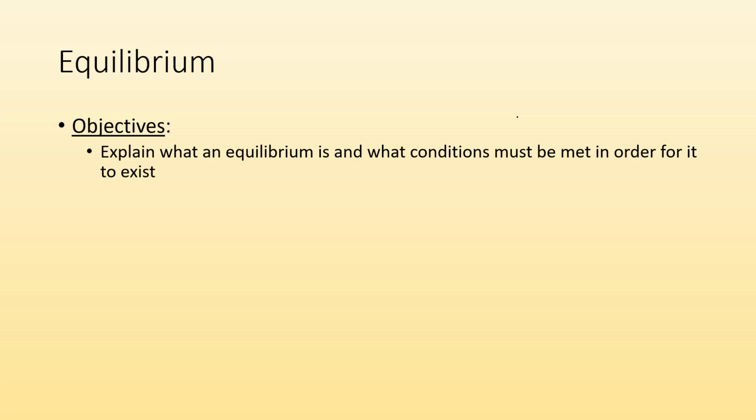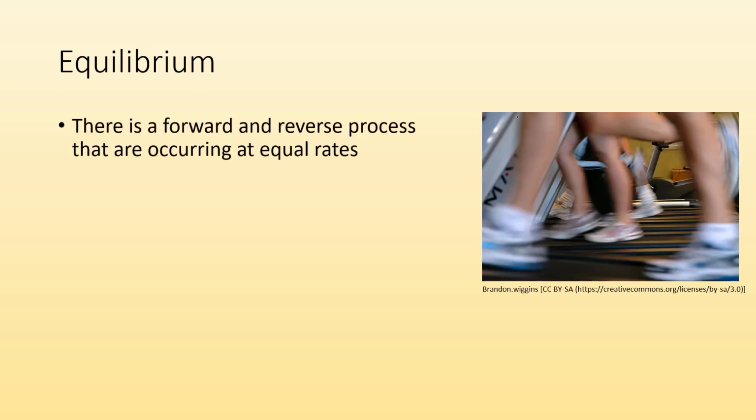This time we're going to take a look at equilibrium, and our objectives are going to be to explain what an equilibrium is and what conditions must be met in order for it to exist. So kind of a simple video. One concept. So equilibrium. Basically, there's a forward and a reverse process that are occurring at equal rates.